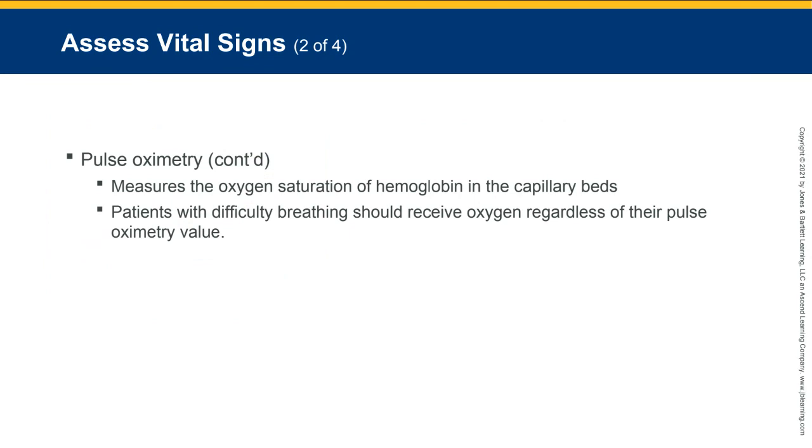So pulse oximetry measures the oxygen saturation of the hemoglobin in the capillary beds. Patients with difficulty breathing should receive oxygen regardless of their pulse oximetry value. Very important statement. So again, patient presentation must be considered before numbers. We don't treat numbers, we treat the patient. So if the patient is showing signs of hypoxia and the pulse ox reading is normal, we treat the hypoxia that is present. His presentation says give him high flow, give him high flow.